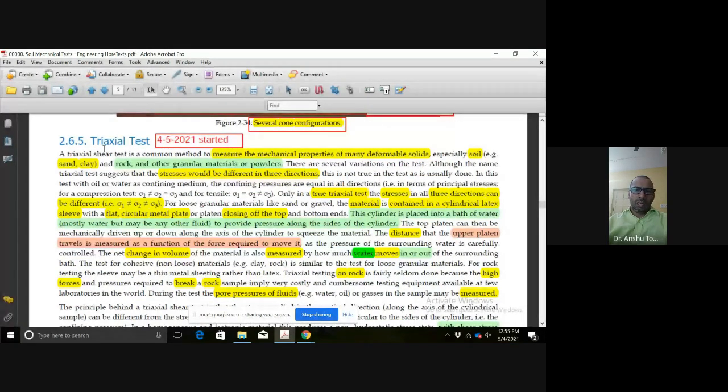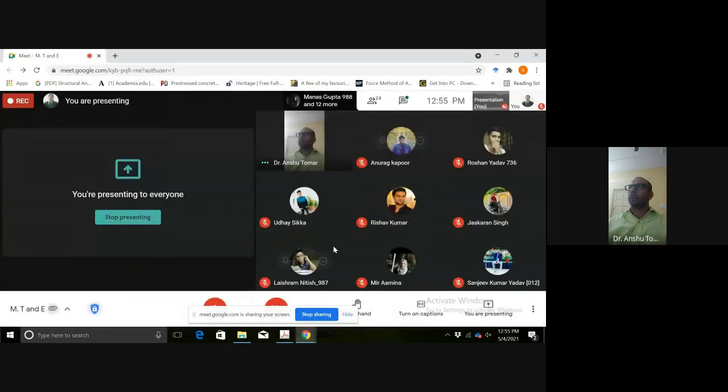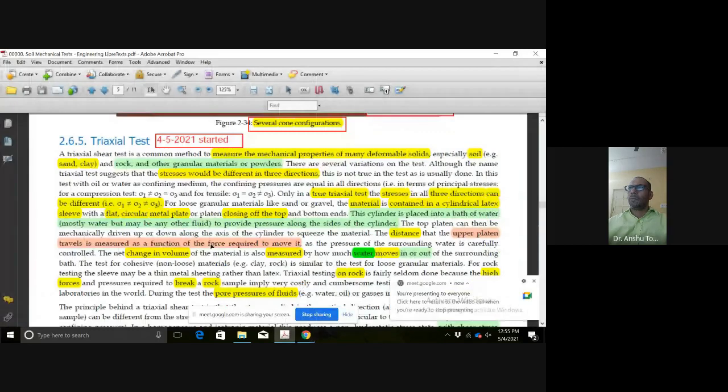So I will try to read it out and explain further in detail that a triaxial shear test is a common method to measure the mechanical properties of different solids. Mechanical properties in itself means that we are talking of tensile strength, compressive strength, and shearing strength.